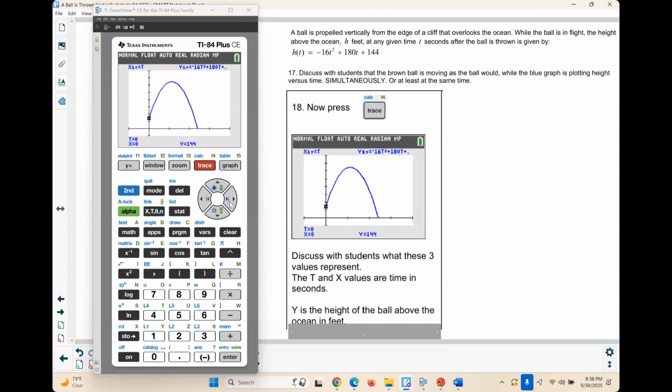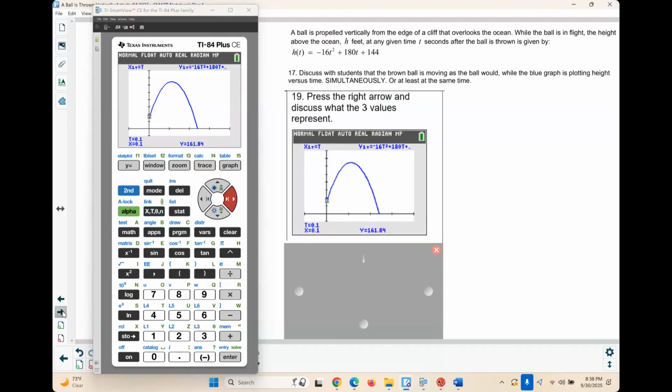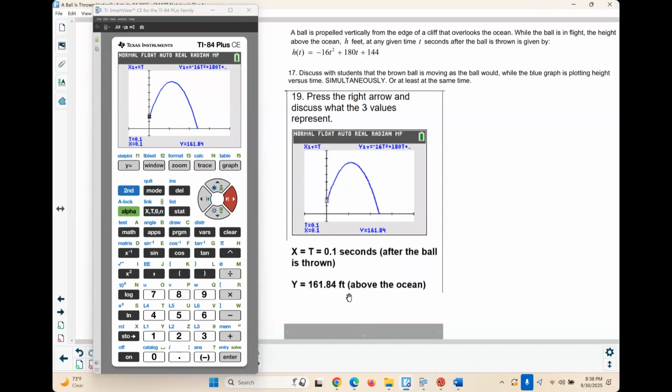Now, if I just go one to the right, notice that if I click once, it's going to go by 1/10 of a second. So this is telling me that in 1/10 of a second, this is where the ball is, how high above the ocean. It's not traveling like this. It's still going straight up and down. By the way, I do have a little caveat. When it comes back down, it's going to miss the cliff because we were right on the edge of the cliff.